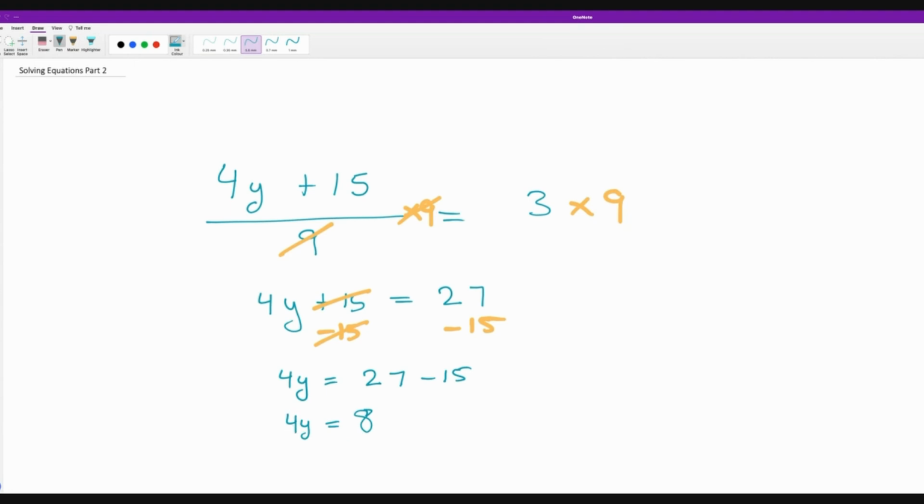This is 4 multiplied by y. So how do we move a multiplied by 4 over to the other side? We do the opposite. A multiplied by 4 means we need to divide by 4 on both sides. That way, this 4 and this 4 will cancel, leaving us with just y is equal to 8 over 4, which simplifies to 2. And that is our answer.